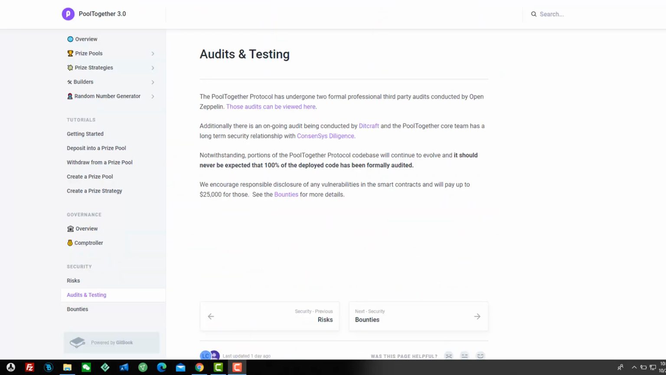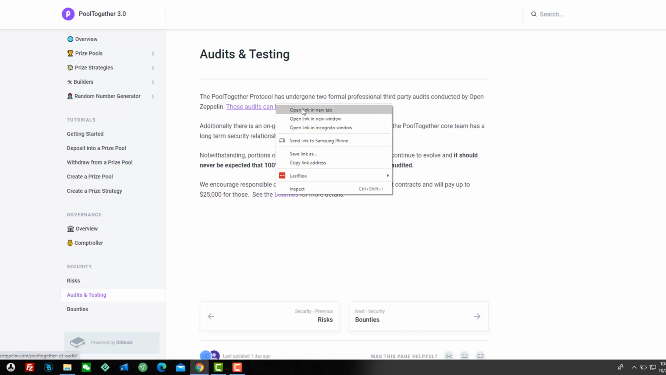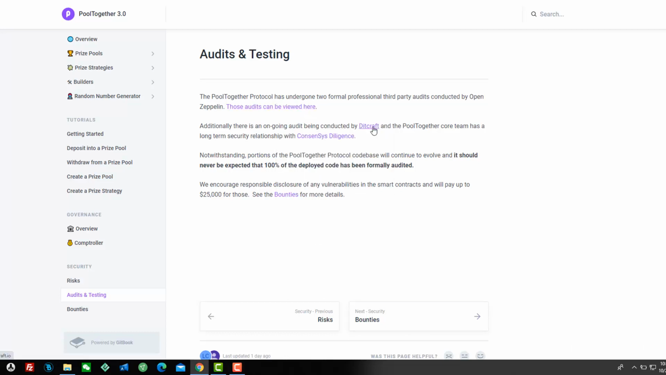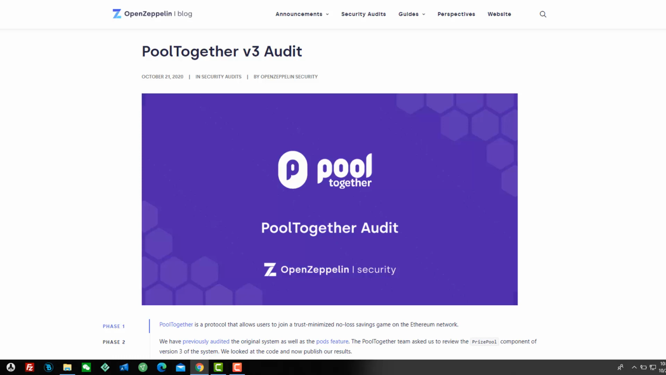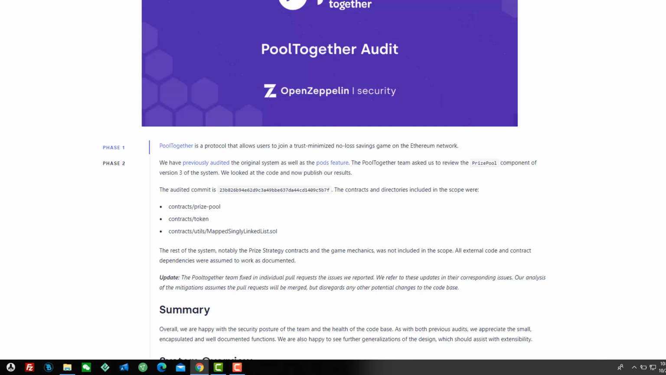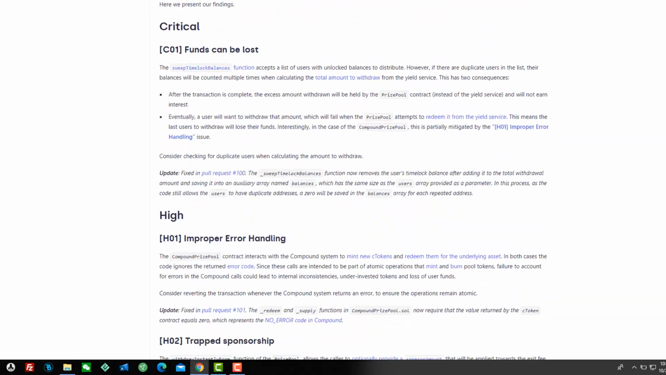They've also been audited and tested. The PoolTogether protocol has undergone two formal professional third-party audits conducted by OpenZeppelin. Those audits can be viewed here, so we can go and have a look. Additionally, there is an ongoing audit being conducted by Ditcraft, and the PoolTogether core team has a long-term security relationship with ConsenSys Diligence. They've also got a bounty program, and this is the link to the OpenZeppelin audit, which you can have a look at. I'll put the links below as well.